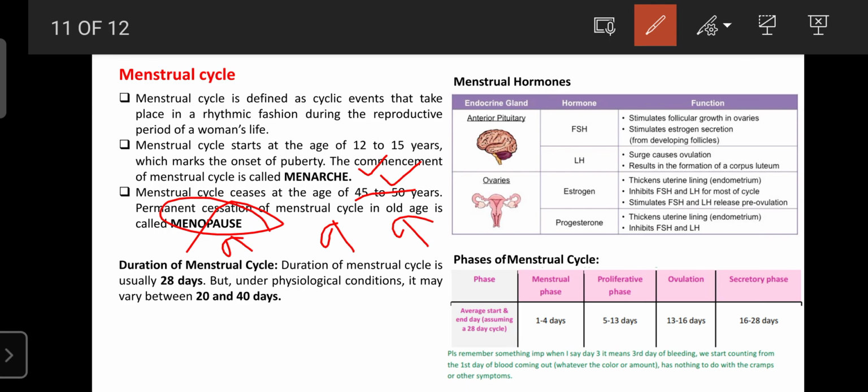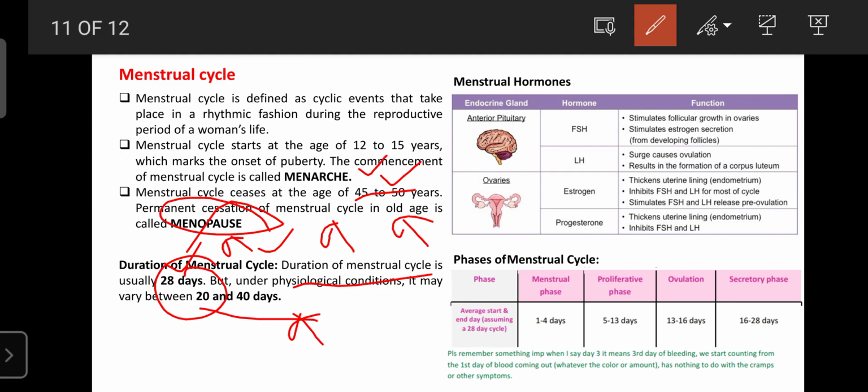The duration of the menstrual cycle is 28 days, but under physiological conditions it may be 20 to 40 days. As the age goes on, the duration of the menstrual cycle also increases. You can take that into consideration when any patient consults you, and also account for the age. As the age goes on, the irregularity in the menstrual cycle increases. A 28-day menstrual cycle is the normal menstrual cycle.